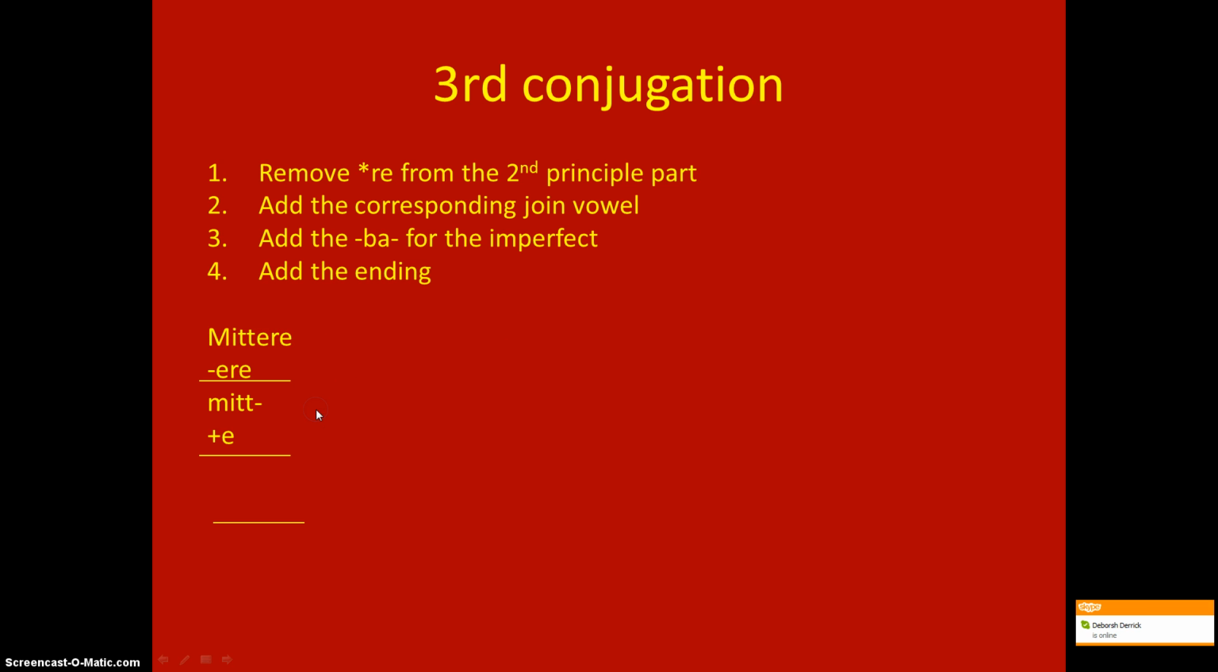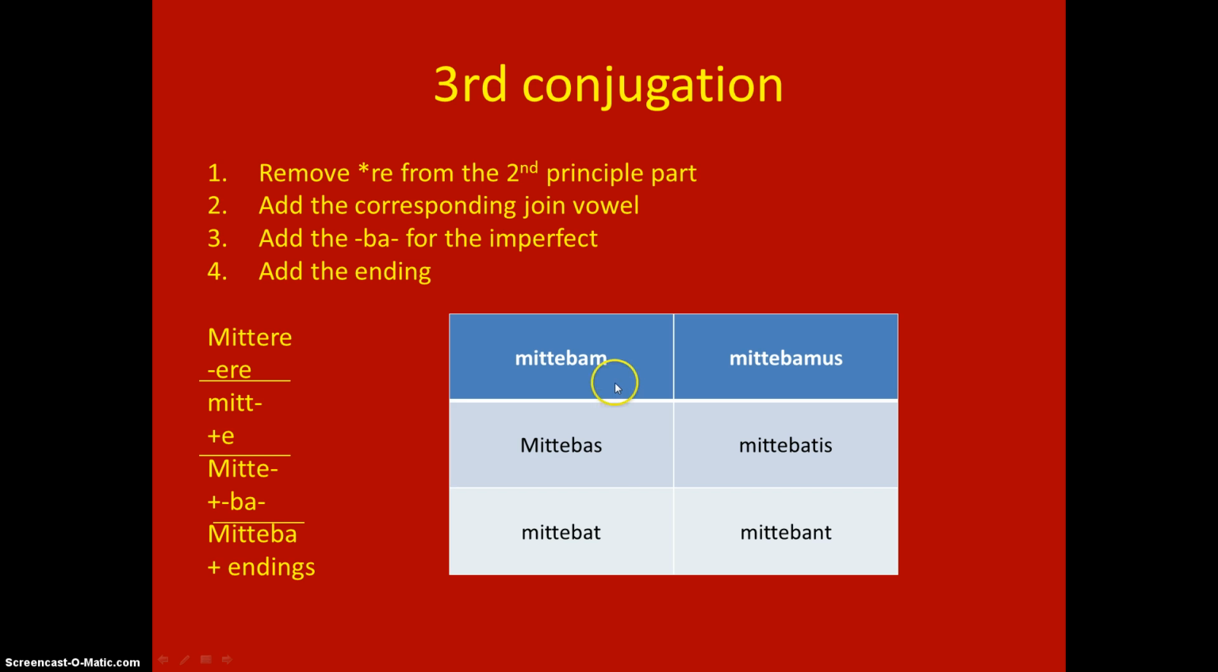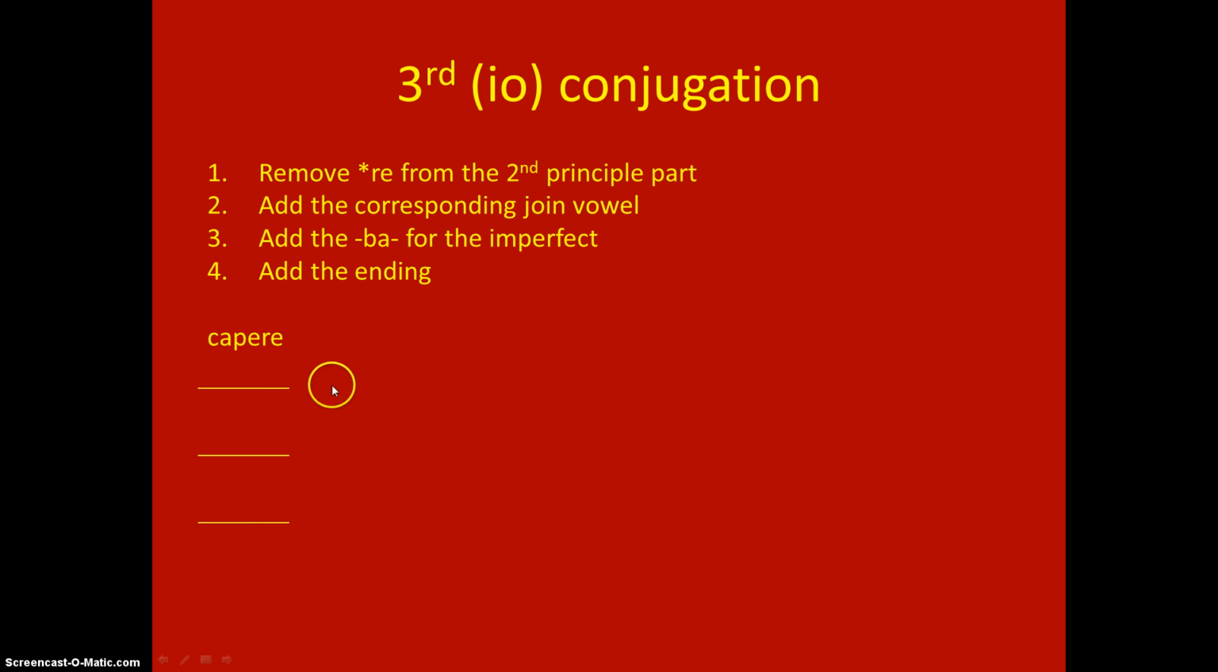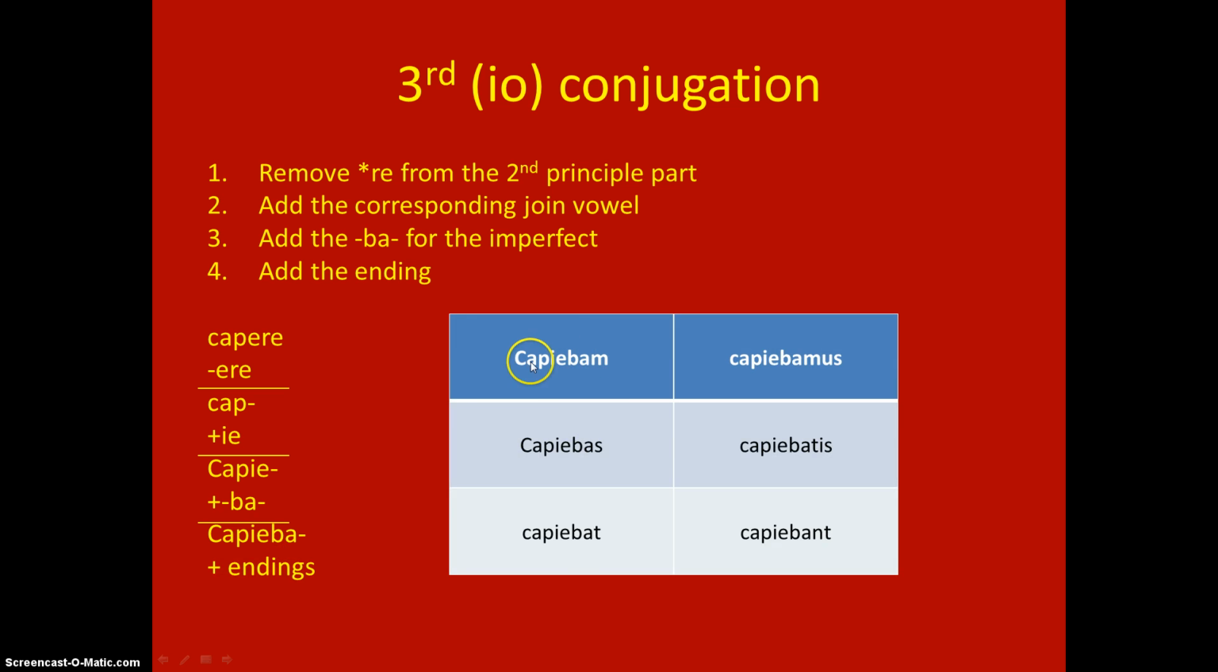For third, we get the same pattern. Mittere minus ere, plus join vowel, plus ba. Mittebam, mittebas, mittebat, mittebamus, mittebatis, mittebant. Notice we don't have to worry about an alternate join vowel here. It's the same every time. Third io, minus ere, plus our join vowel, plus our tense indicator, plus our endings. Capiebam, capiebas, capiebat, capiebamus, capiebatis, capiebant.